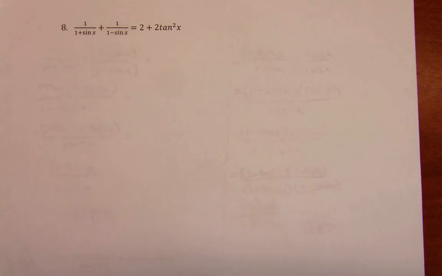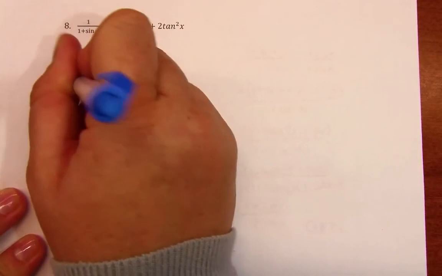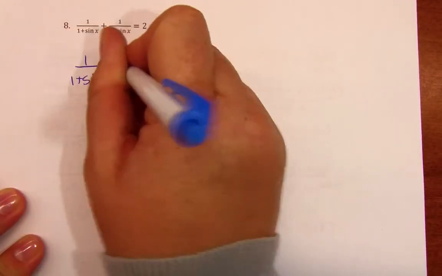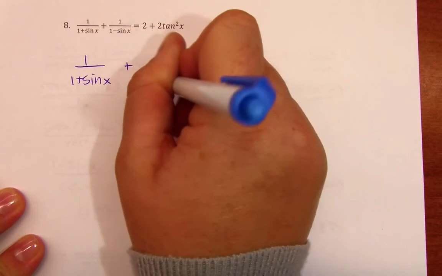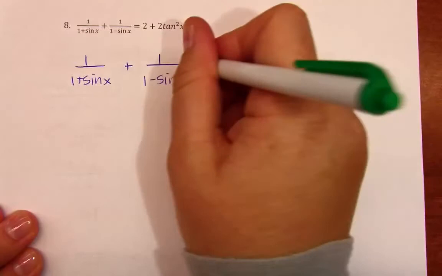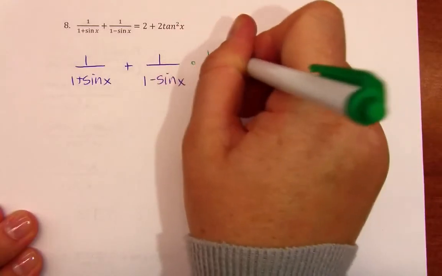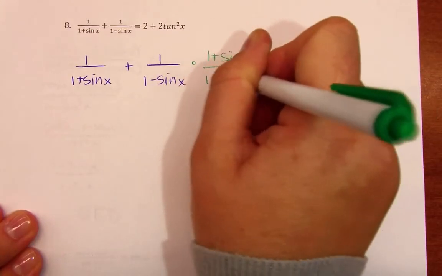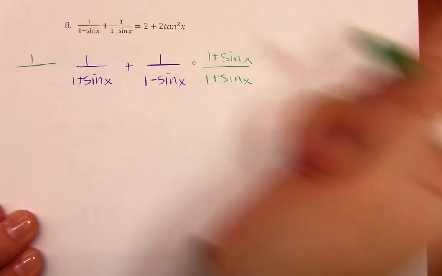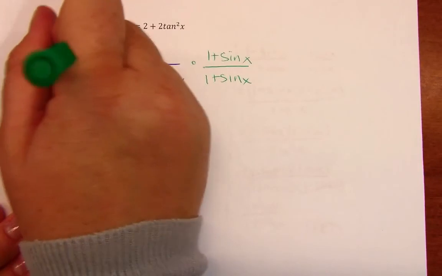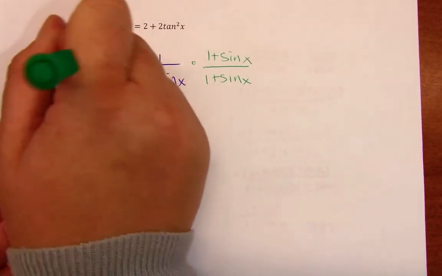So this one is a little bit longer. I have 1 over 1 plus sine x plus 1 over 1 minus sine x equals 2 plus 2 tangent squared x. I'm going to go ahead and try to make a common denominator first. So I have 1 over 1 plus sine x, 1 over 1 minus sine x, and I'm going to multiply this one by 1 plus sine x over 1 plus sine x, and 1 over 1 minus sine x by 1 minus sine x.